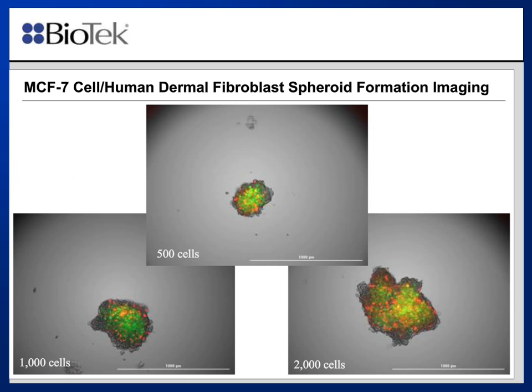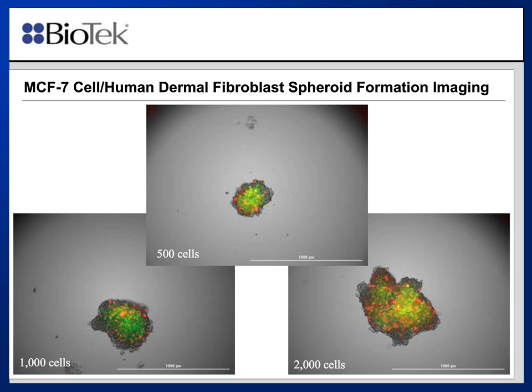And the last image that I wanted to show you is actually a co-culture. Cells were mixed 1-to-1 at the appropriate cell densities and then dispensed as a single dispense step at either 5,000, 1,000, or 2,000 cells per drop. These are a mixture of GFP-expressing MCF7 cells with human dermal fibroblast cells expressing red fluorescent protein.